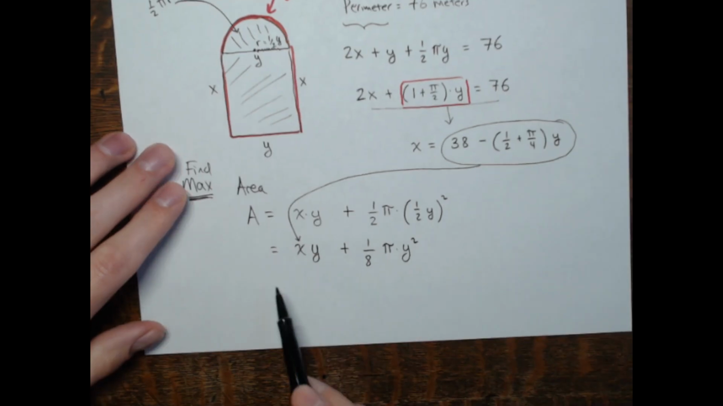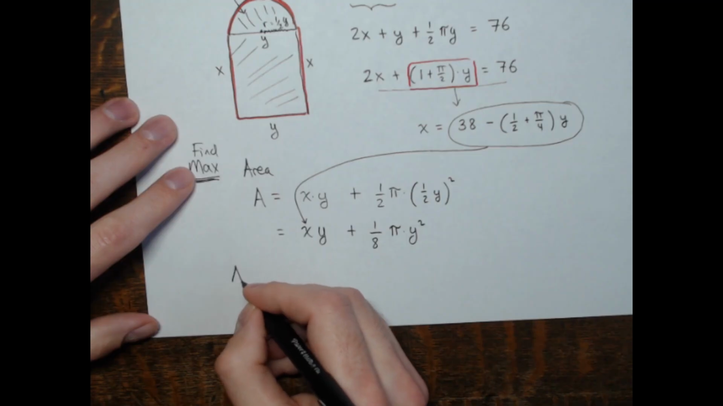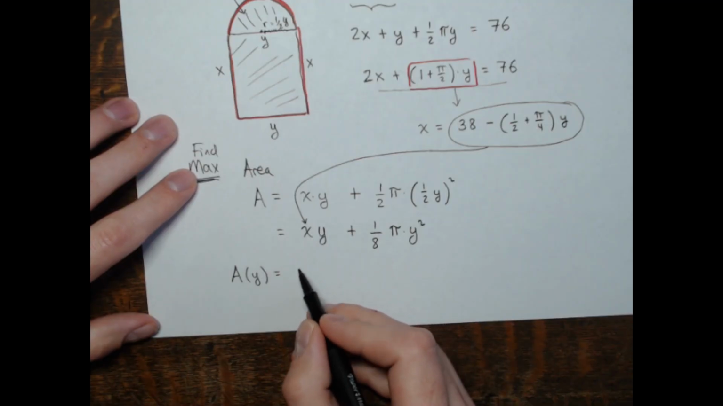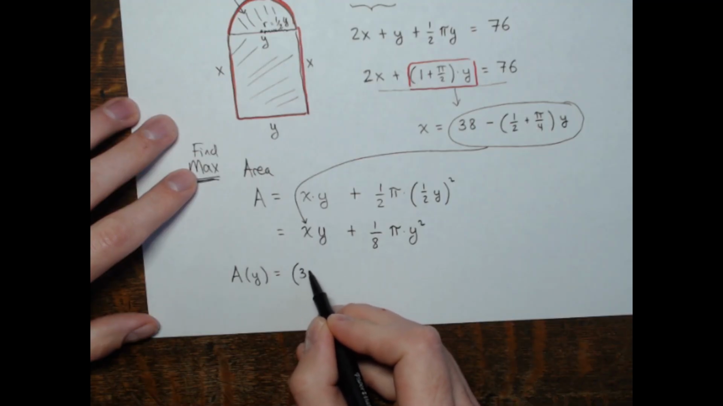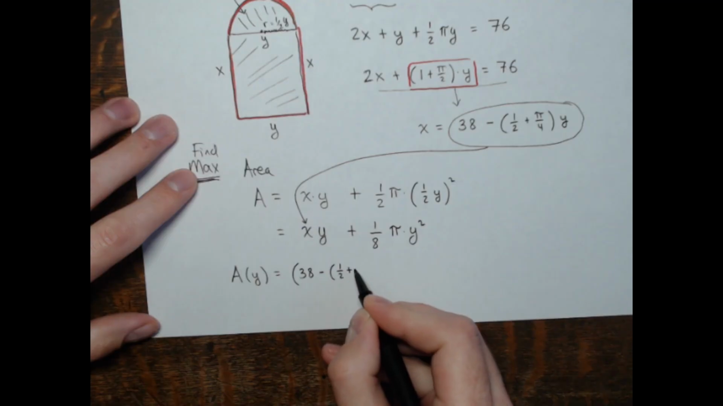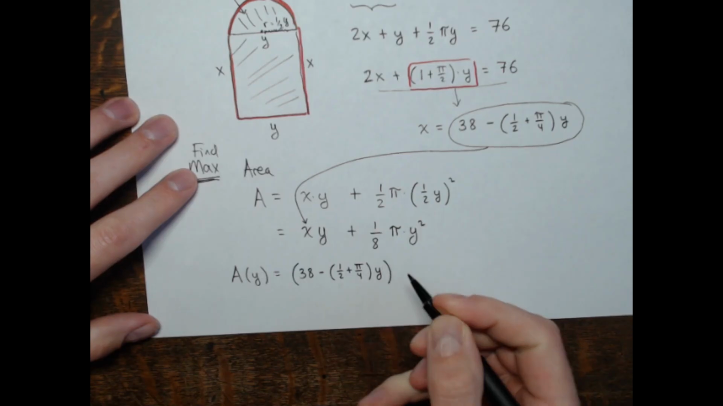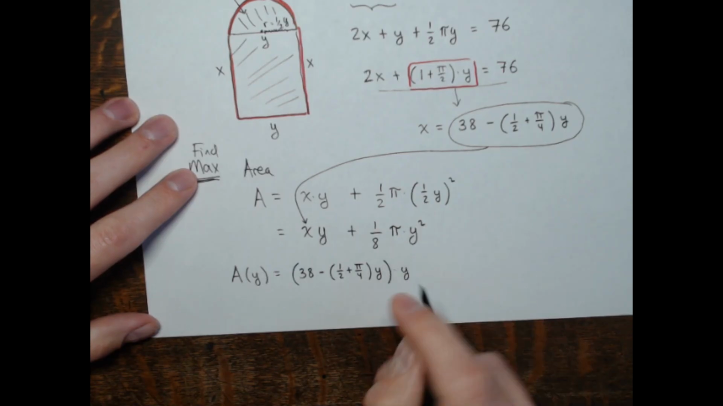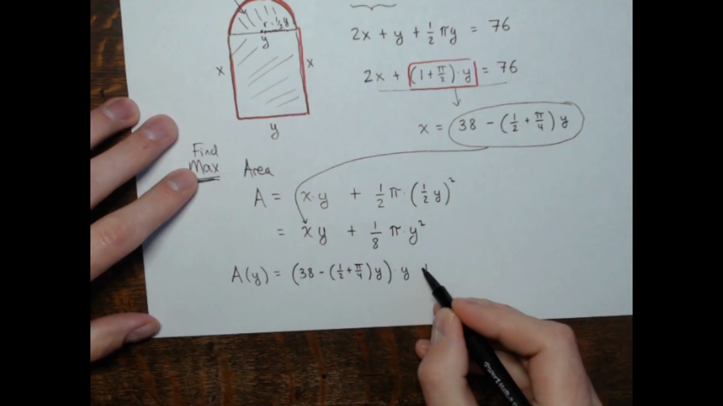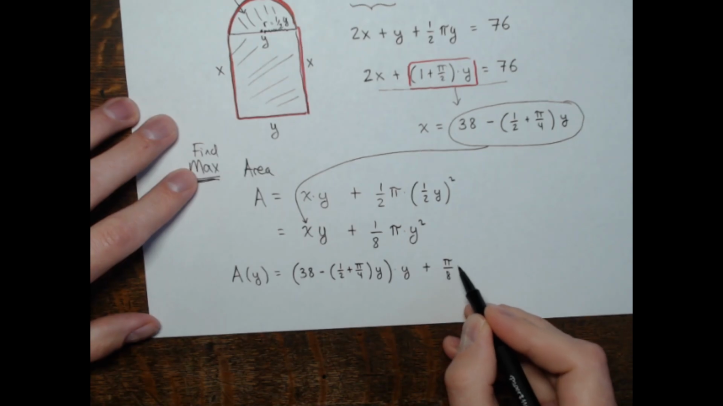Now it's going to turn this into a function of y only. So I have the area in terms of y: 38 minus (half plus pi over 4) times y, then times y again. Again, this was all replacing x. Then plus pi over 8; I'll just put pi over 8 instead of 1/8 pi. Pi over 8 times y squared.